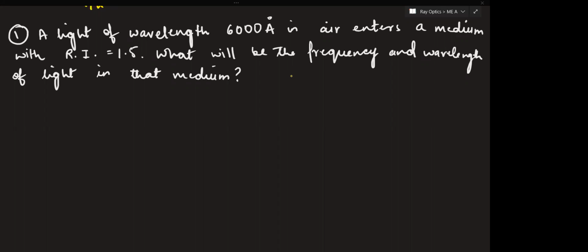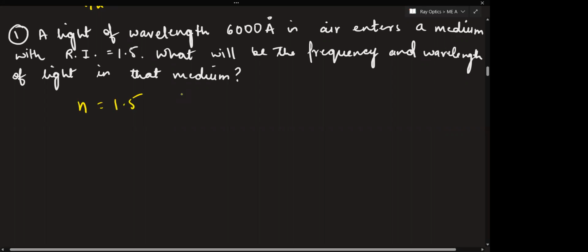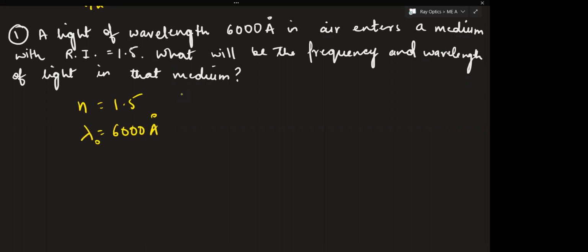I'll show you. See, light of wavelength 6000 angstrom in air enters a medium with a refractive index of 1.5. Now see, what is the frequency and wavelength of light in this medium? The refractive index is given as 1.5 and the wavelength in air, lambda naught, is given as 6000 angstrom. How do we convert angstrom into meters?